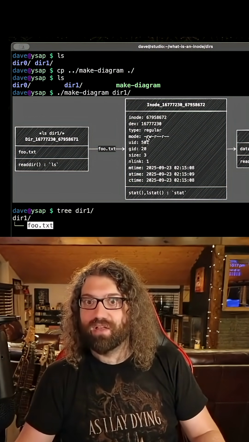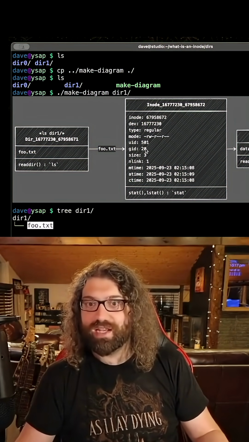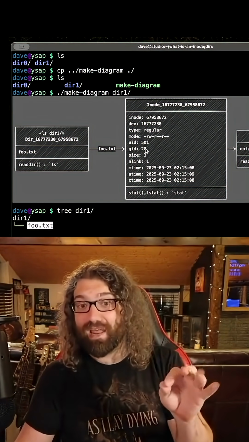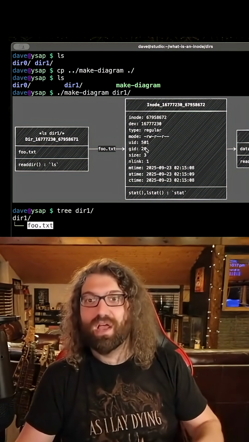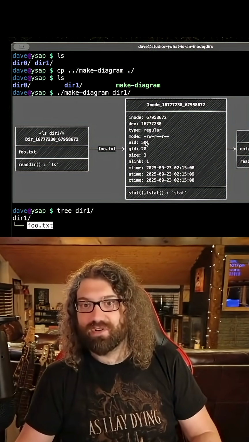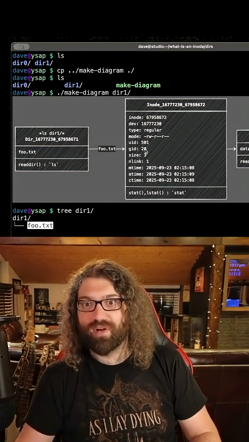It's a regular file. These are the permissions, 644. The UID is 501, the GID is 20. Notice that it doesn't say Dave and staff. You would have to get that information. GNU stat gets that information for you. In the inode itself, it just has the numeric representation. So we have UID 501, GID 20.